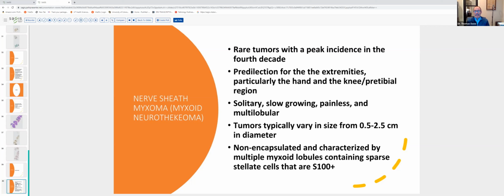And histologically, they have a benign silhouette, but they tend to be non-encapsulated and characterized by these multiple myxoid lobules that contain these sparse stellate cells that are S100 positive. This is a distinction to the cellular neurothekeoma, which, as you remember, is probably a fibrohistiocytic tumor and tends to be S100 negative. It can be S100A6 negative and S100A6 positive, but it's typically S100 negative, and again, probably a fibrohistiocytic tumor.